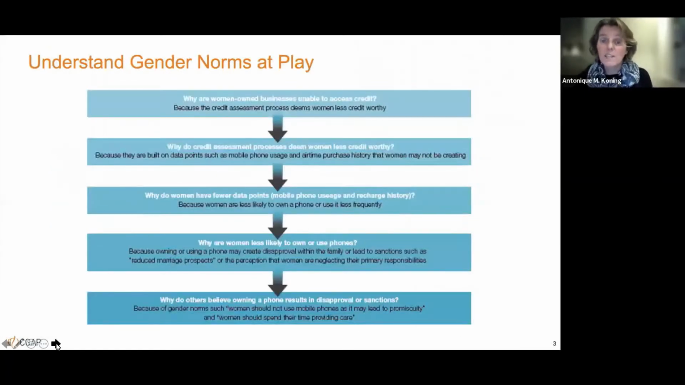One of the ways you can understand what gender norms are driving behavior is to get to the root causes of challenges experienced. You can do this by consistently asking why. Here you see an example of women unable to access credit for business. By asking why at each stage, you can conclude that a gender norm is at the root of the problem.